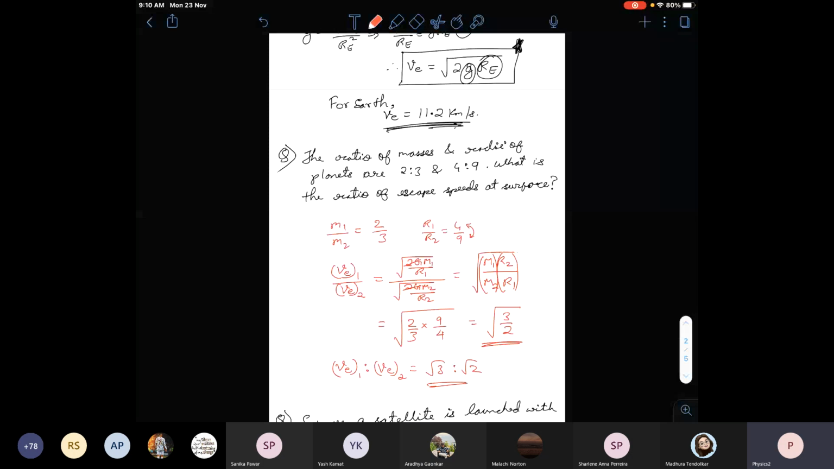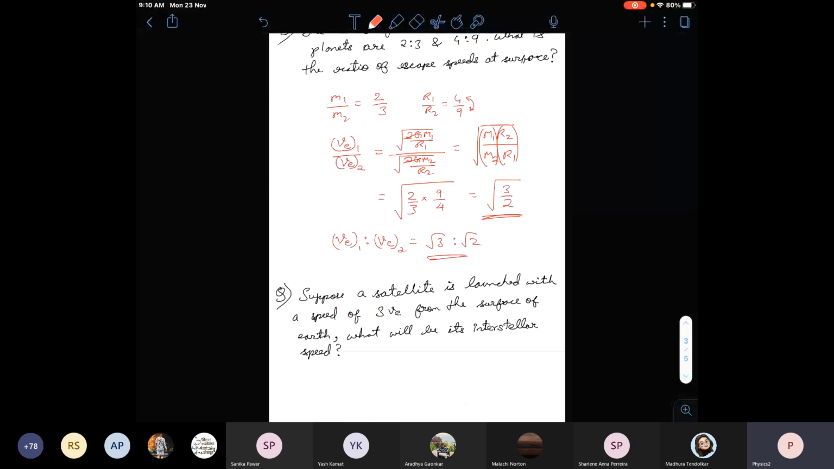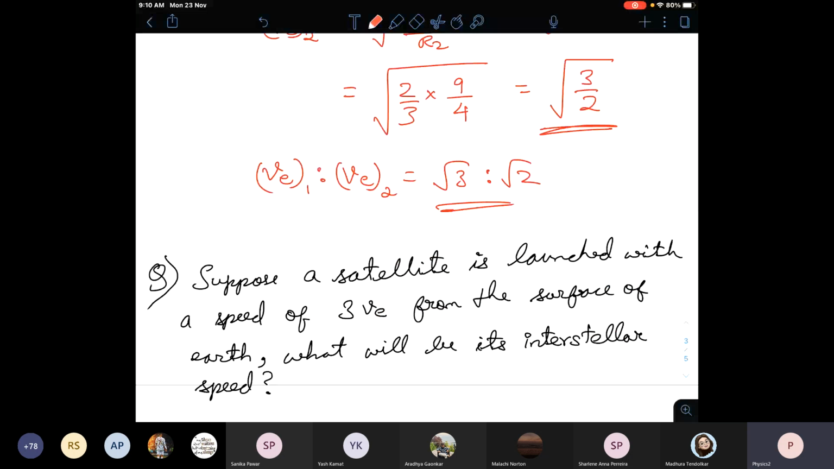Okay, so what I was saying, in Interstellar you must have seen that whenever they try to leave any planet, any gravitational pull of any planet, they try to keep some velocity after leaving the planet. Even after leaving the gravitational pull of that planet, that velocity is called interstellar speed.